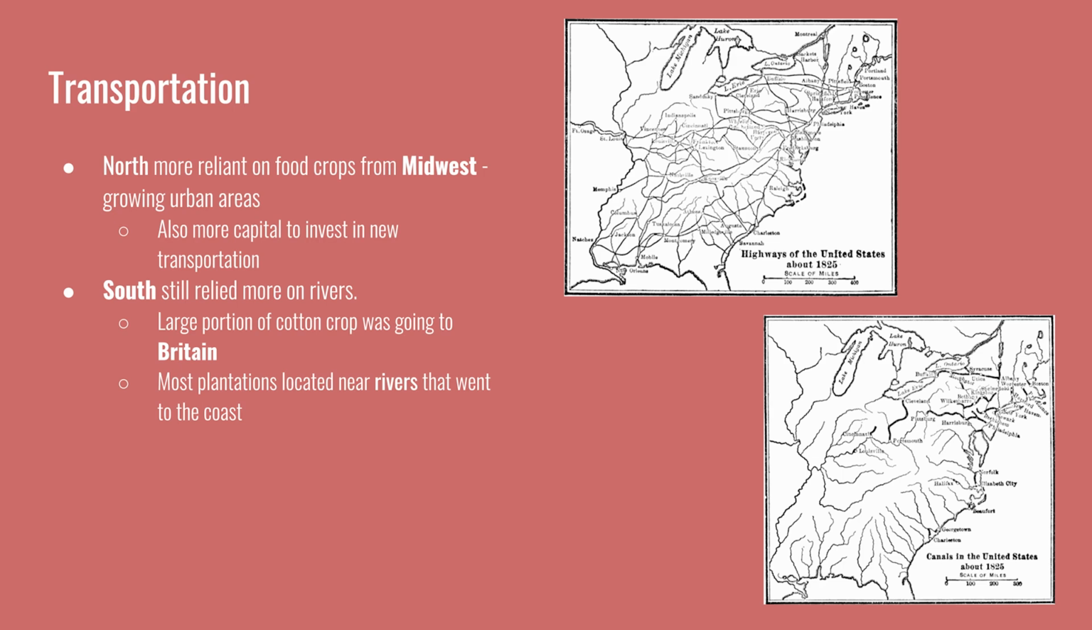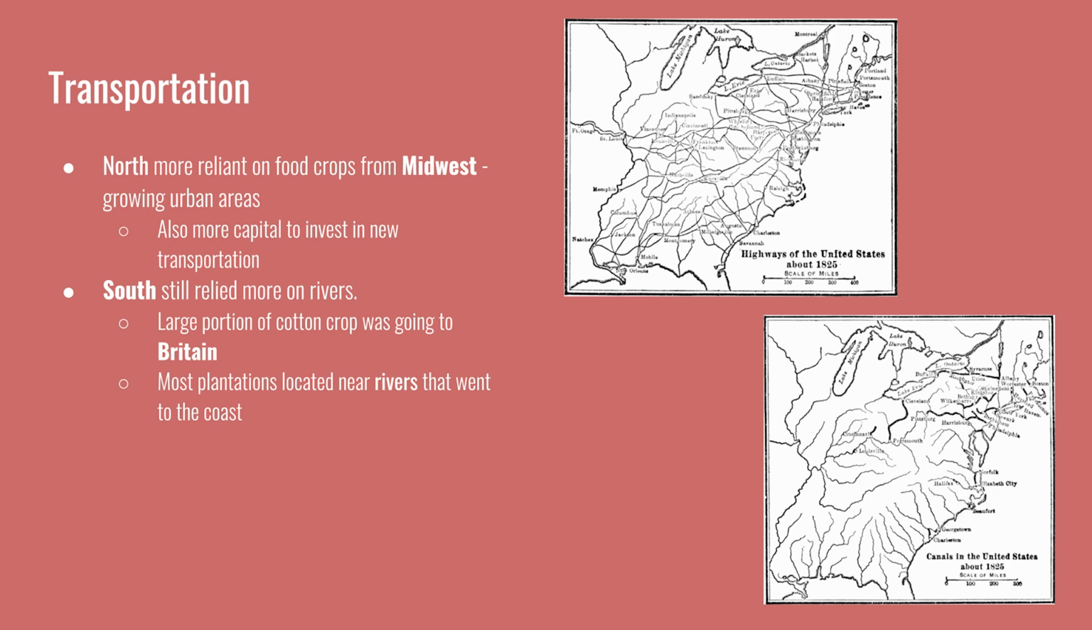South. The clearest difference is in the map of canals, as the majority of canals in the U.S. are located and constructed in the Northeast. This has the effect of the North becoming more reliant on the food crops from the Midwest. It's also the reason why they continue to invest more heavily on those transportation routes. The North also has more capital to invest in new transportation because they're making a lot of money from factories.